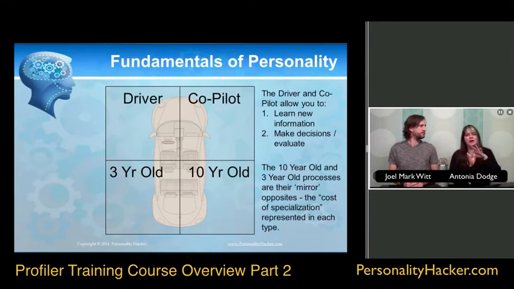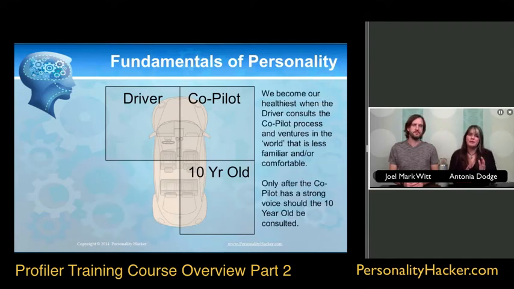So we talked about how the driver and co-pilot have their mirror opposites in the 10-year-old and the 3-year-old. And then last week, we primarily focused on the relationship between the driver, the co-pilot, and the 10-year-old. So we're our healthiest when the driver consults the co-pilot. That's what we learned last time, is that the co-pilot process is incredibly important because it rounds us out.